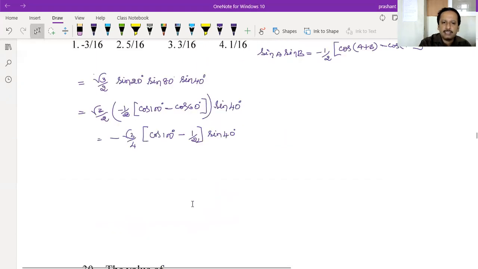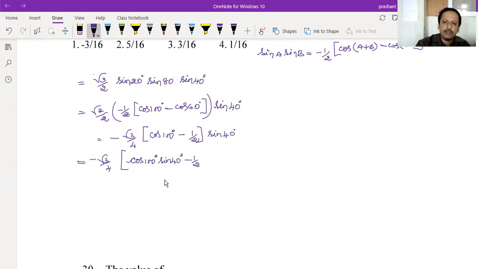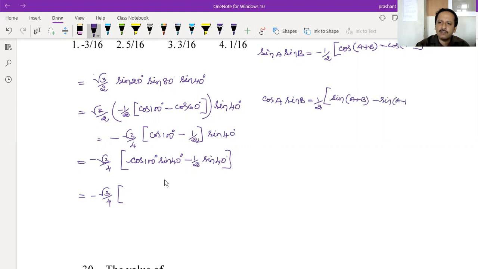So now take that sine 40 degree inside. When I take it inside, we are going to get minus root 3 by 4 into cos 100 into sine 40 minus 1 by 2 into sine 40. That's equal to minus root 3 by 4 into cos 100 into sin 40. It looks like cos A sin B. So let me write a formula for that also. Cos A sin B is equal to 1 by 2 into sin (A plus B) minus sin (A minus B) is the formula.